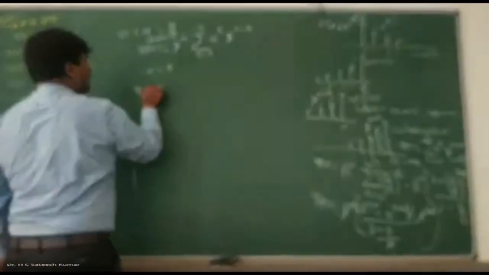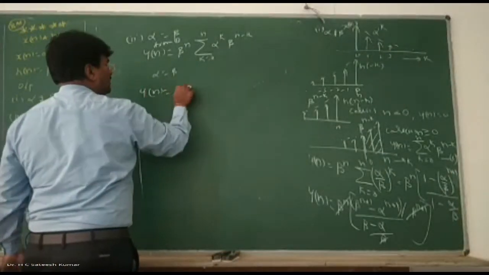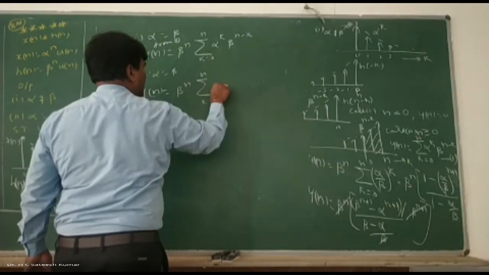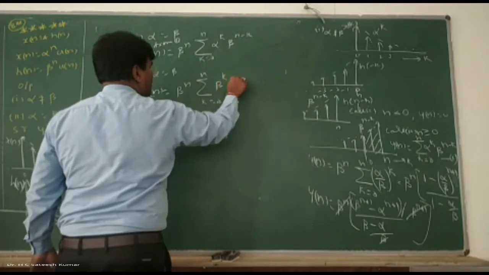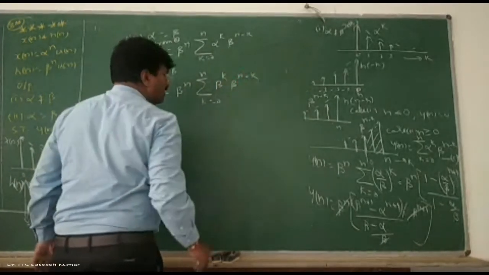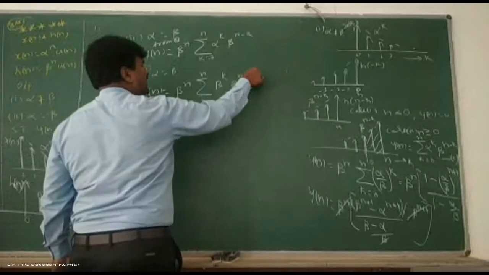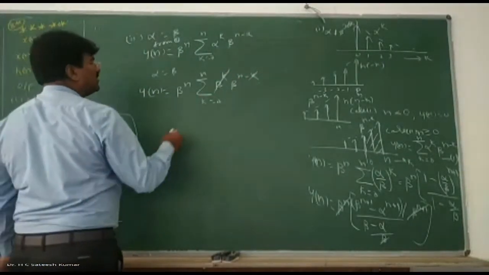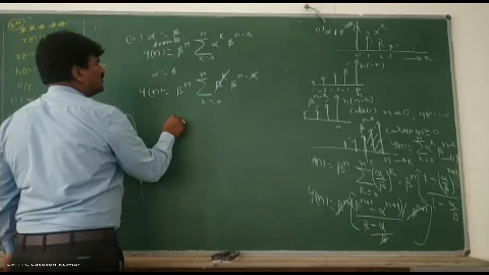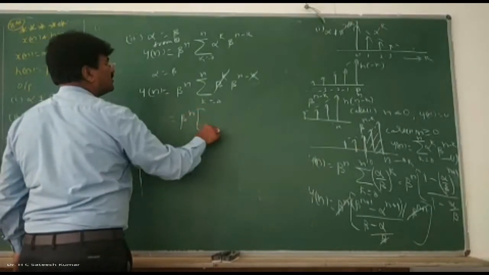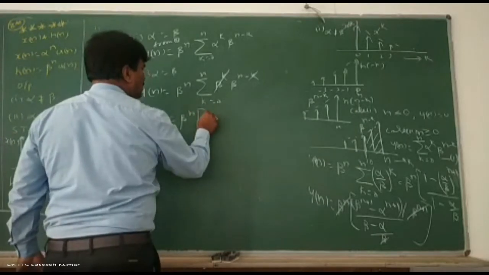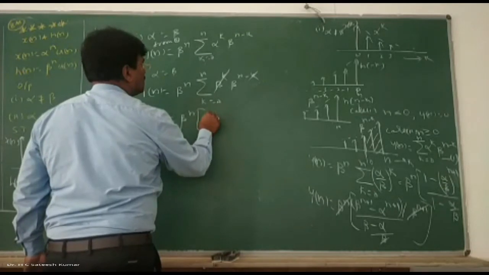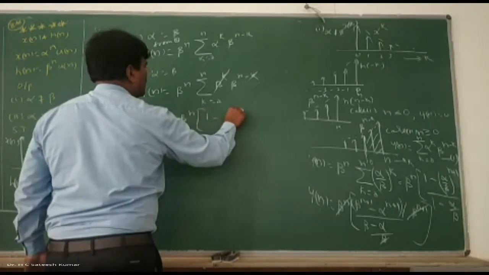Y of n is equal to beta to the power of n, summation k varies from 0 to n, alpha becomes beta to the power of k, times beta to the power of n minus k. Beta to the power of minus k and beta to the power of k get cancelled. So what is left out? Beta to the power of n is left out. What is that? Its value is equal to 1 minus beta to the power of n plus 1.